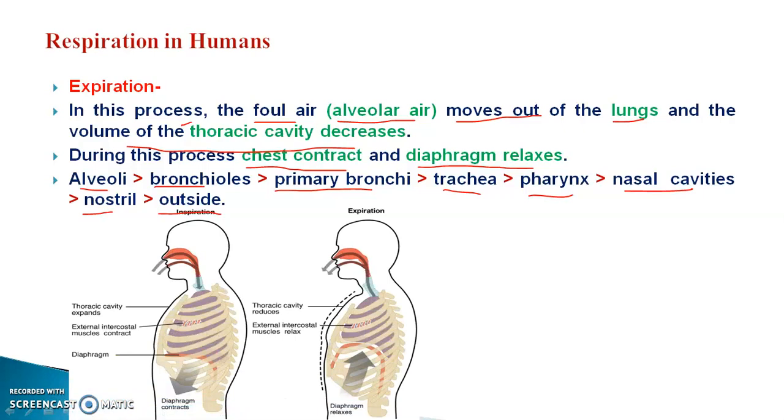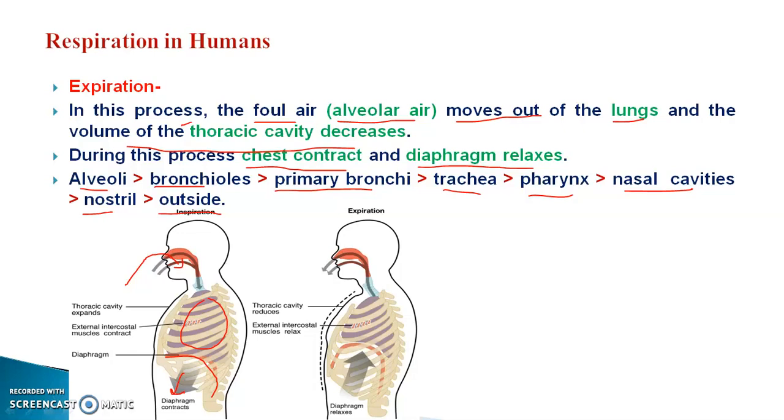Now in this diagram you can see this is inspiration. Air is entering the human being. When the air enters, this space expands, the thoracic cavity expands, and by this activity the diaphragm contracts, because it is present at the lower side of the chest. So when this chest expands, automatically it creates a pressure on the diaphragm by which it contracts.